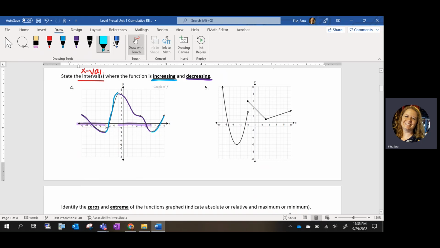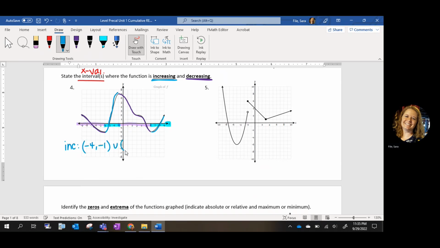So here, this X value of -4 is where I started increasing until I got to this X value of -1. And then I increased again from the 6, and then that is to infinity because that's got an arrow on the end as well. So I would say I am increasing from -4 to -1, always parentheses, never brackets, and from +6 to infinity.